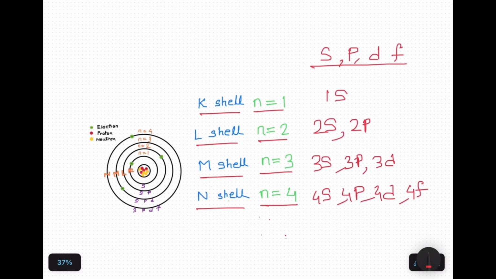So if you think of L shell, its principal quantum number n is equal to 2. So it contains two subshells, 2s and 2p. If you think of N shell, its principal quantum number is n equal to 4. So it contains four subshells, 4s, 4p, 4d and 4f.